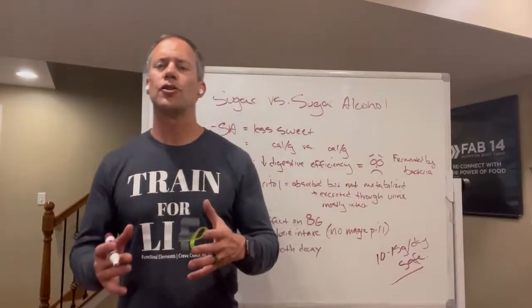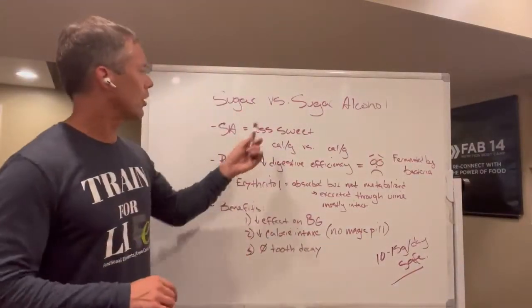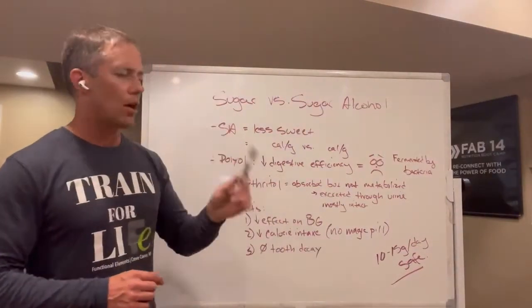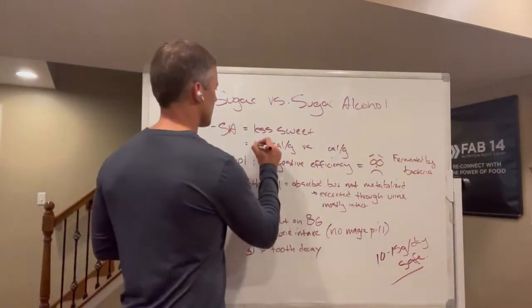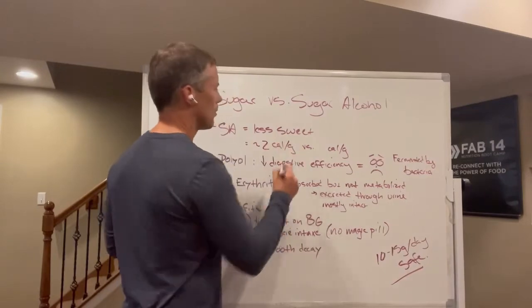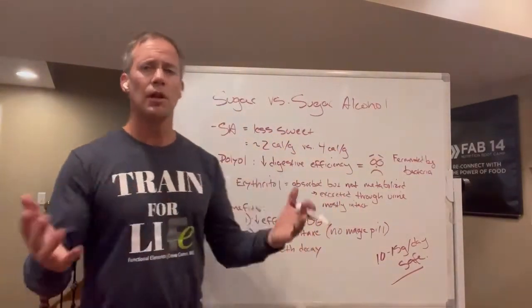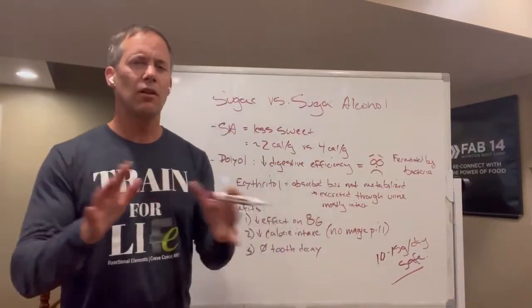Let's keep talking about sugar alcohols versus sugar. Well, sugar alcohols are less sweet than sugar. I mentioned that in the previous video. They're also lower in calories, approximately 2 calories per gram versus sugar, which is 4 calories per gram. So almost half the calories, little less sweet.